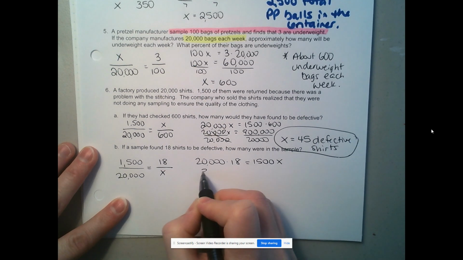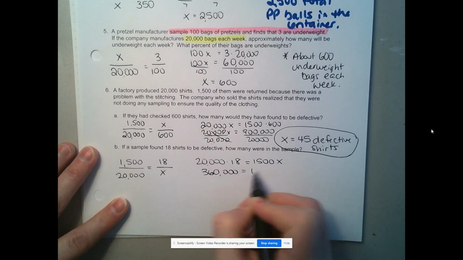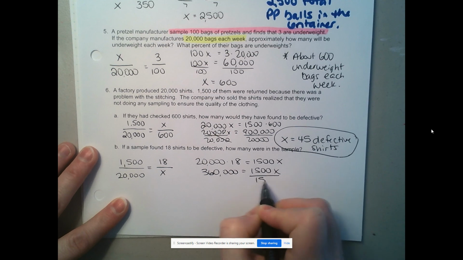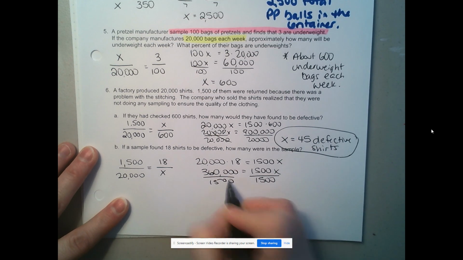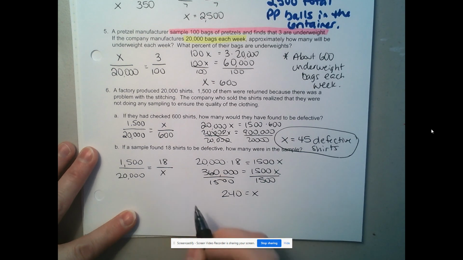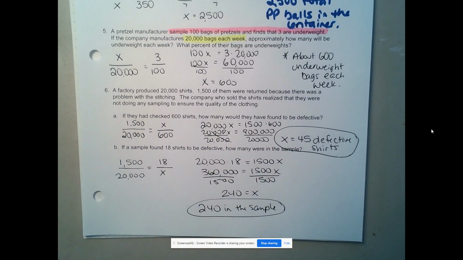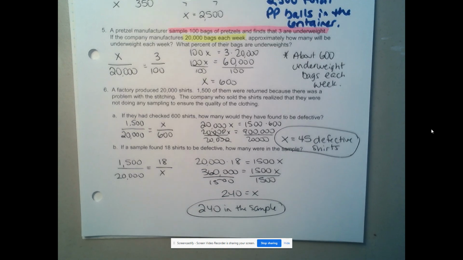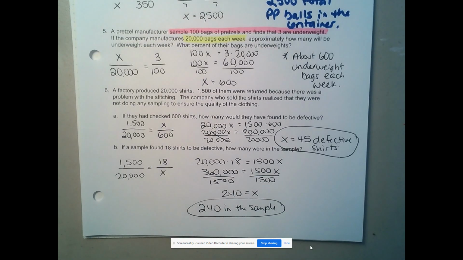This number is going to be 360,000, and divide both sides by 1,500. It would be 240. So in order to get 18 defective, there would have had to have been 240 in the sample. Or about 240, because it might not have been that you caught all of them, or you might have had one batch that was really heavy on defects. But overall, this whole thing about predicting is saying, like, what do we know to be true for the whole compared to what do we know to be true for the sample?